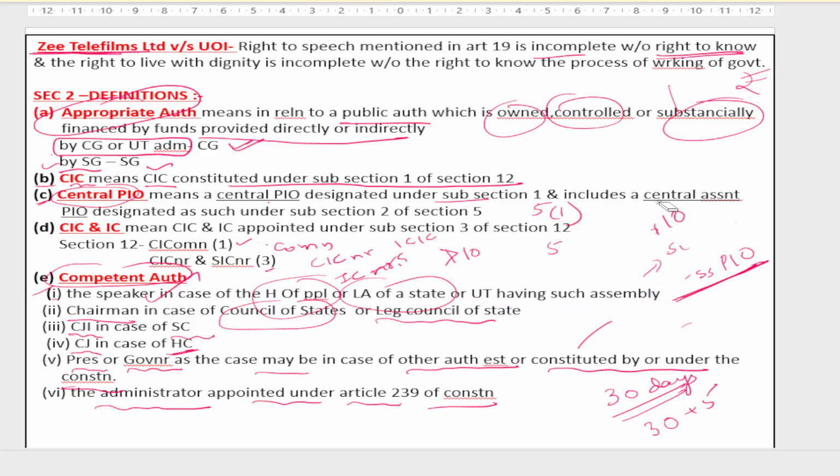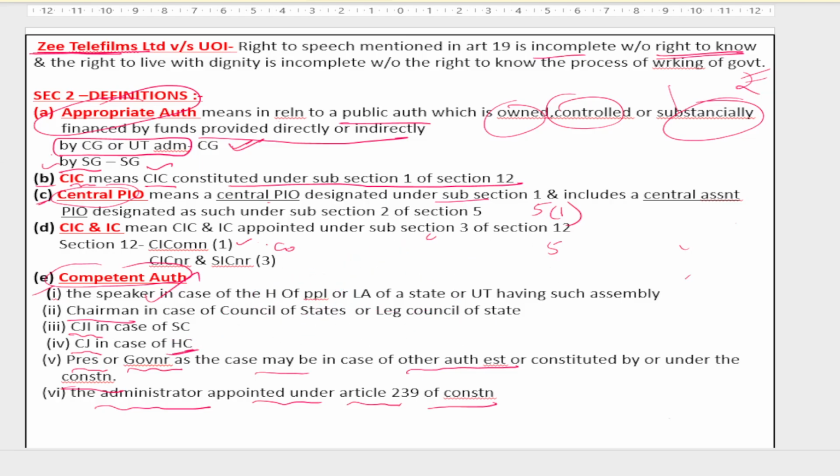Now we will briefly summarize this section. What is competent authority? In case of Lok Sabha or the Legislative Assembly of a State, or of a union territory having such assembly such as Delhi or Puducherry, the competent authority is going to be Speaker. In case of Rajya Sabha or Legislative Council of the state, the competent authority is going to be Chairman. In case of Supreme Court, competent authority will be Chief Justice of India. In case of High Court, competent authority will be Chief Justice of High Court.